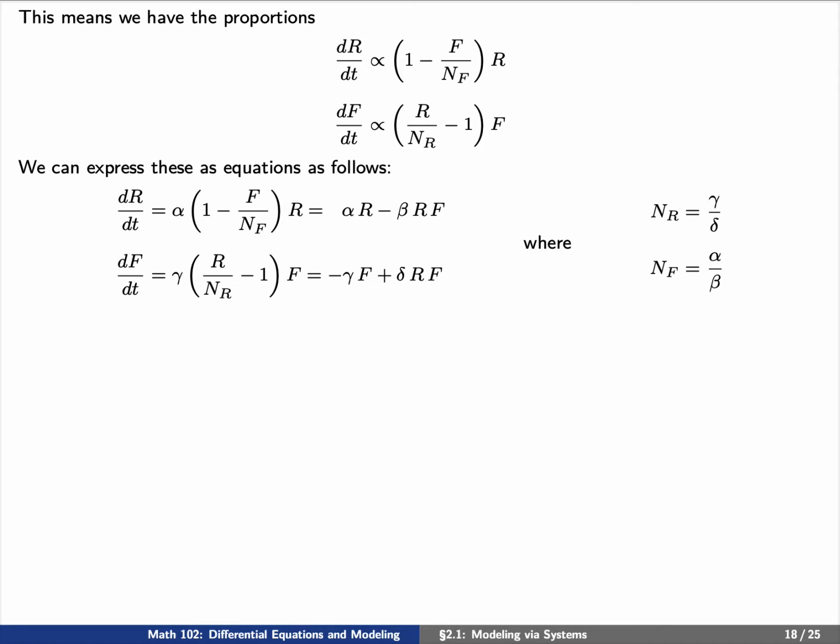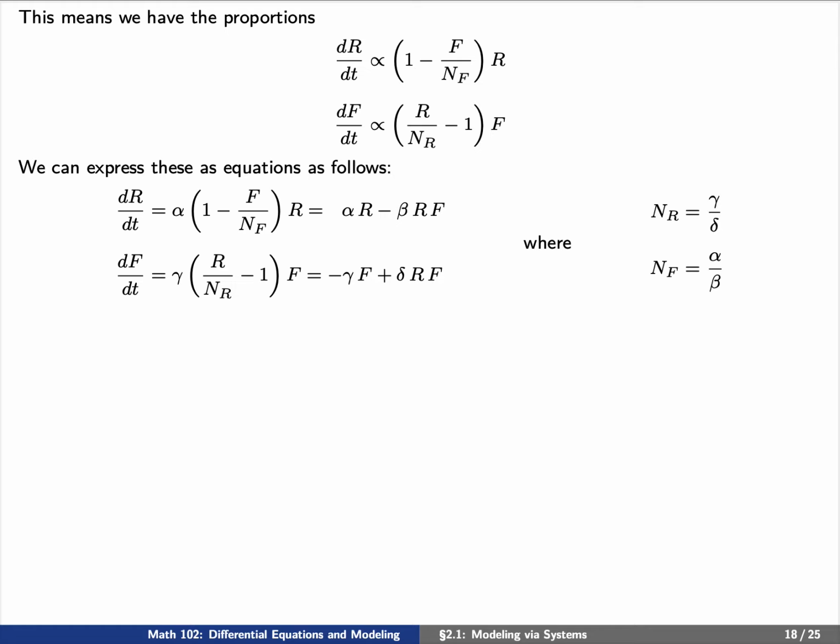Putting all of this together, we can now say that we have a constant of proportionality alpha for the rabbits, and we have a constant of proportionality gamma for the foxes. This means that we have a system of two equations, two unknowns. dr/dt equals alpha times r minus beta times r times f, and df/dt equals negative gamma times f plus delta times r times f.